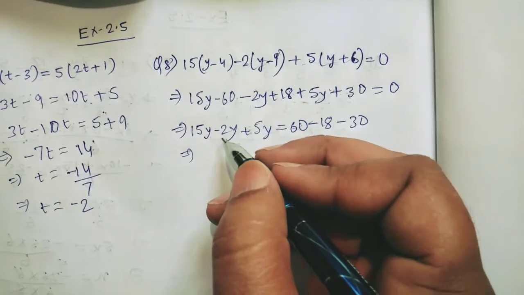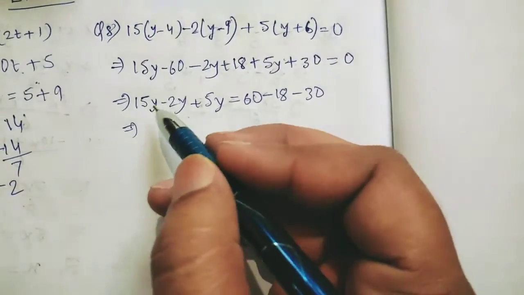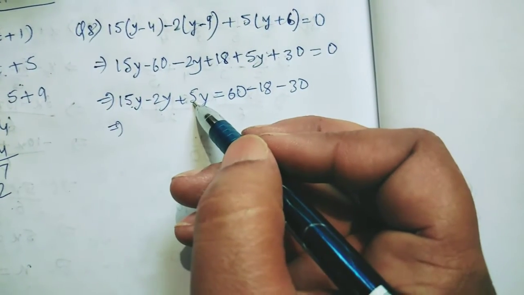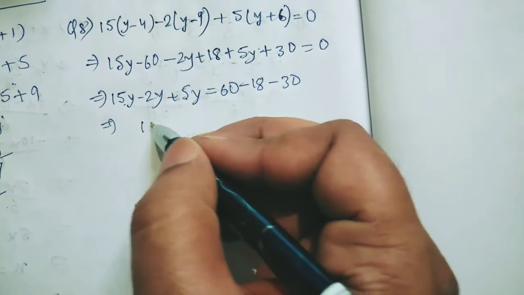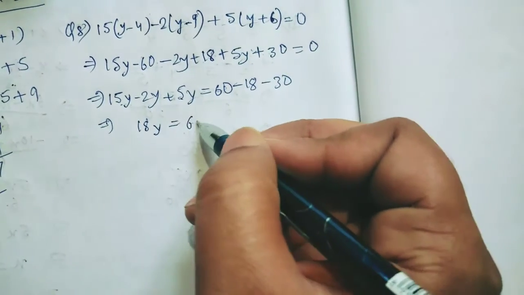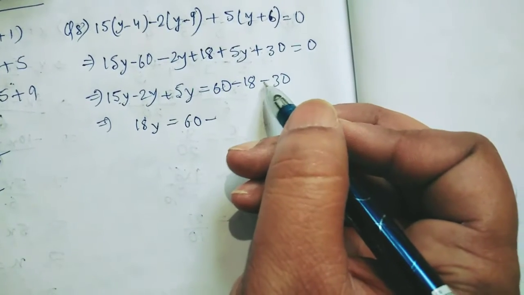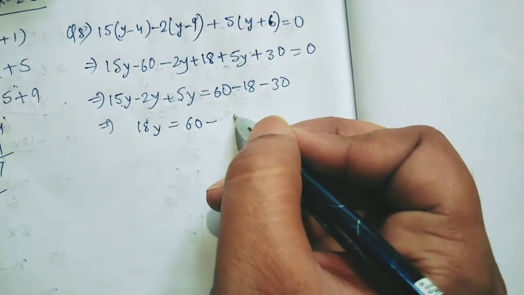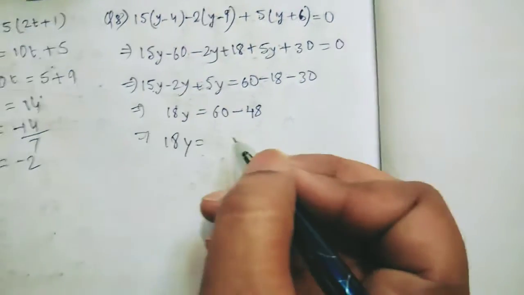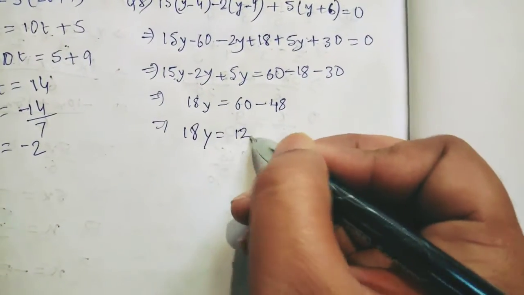So 15y minus 2y plus 5y, what is the answer now? Here I can do 15y minus 2y plus 5y. So 15 plus 5 is 20, 20 minus 2 is 18. So 18y equal to, now 60. The sign will be minus, and in this addition, 18 plus 30, it is 48. Now 18y equal to 60 minus 48, so it is 12.